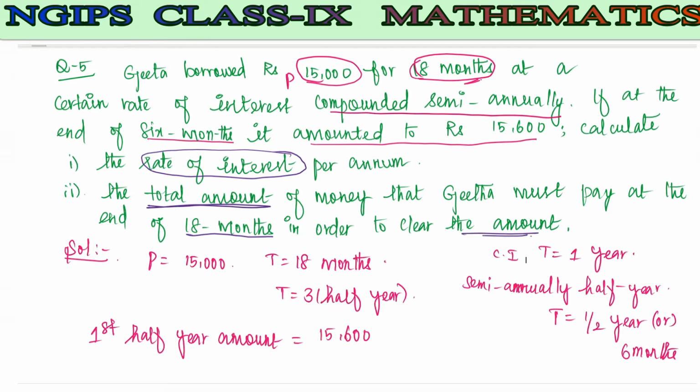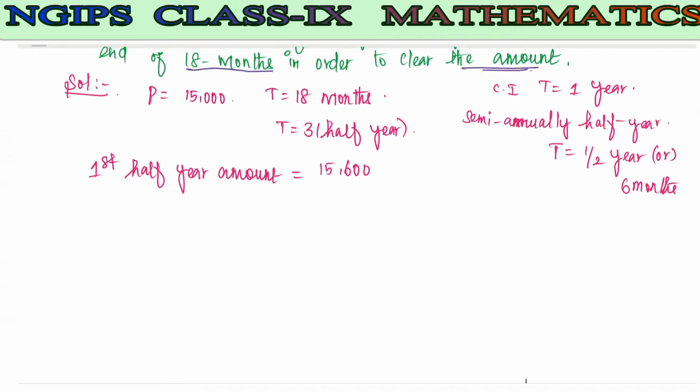Now if you look at these given conditions, we have principal and time, and we are going to calculate it for half years. So in total we have 3 half years. The first half year amount they have given. What we need to find first is the rate of interest. So I am going to find out the first half year compound interest.